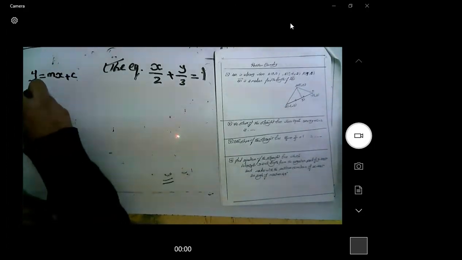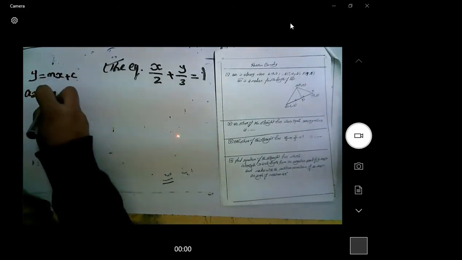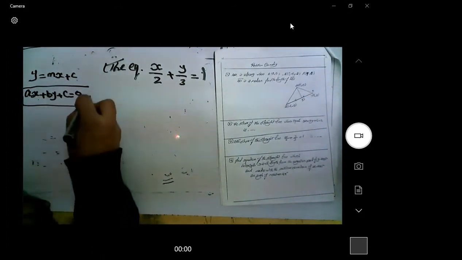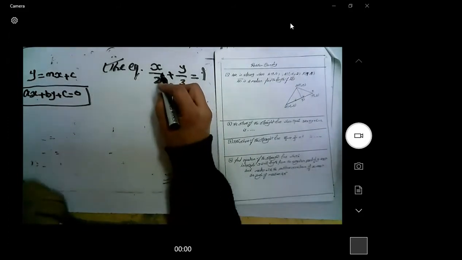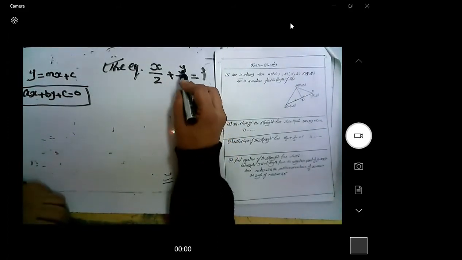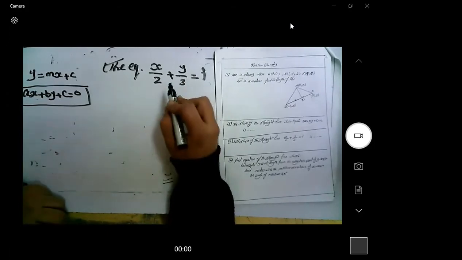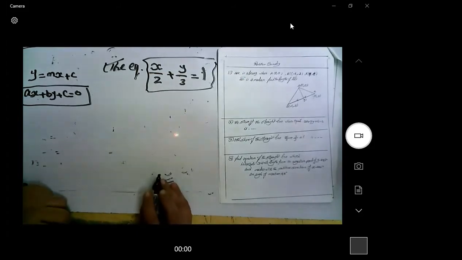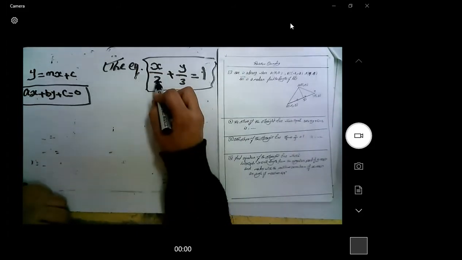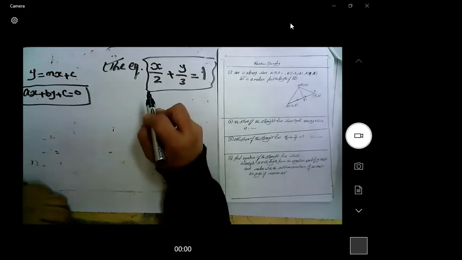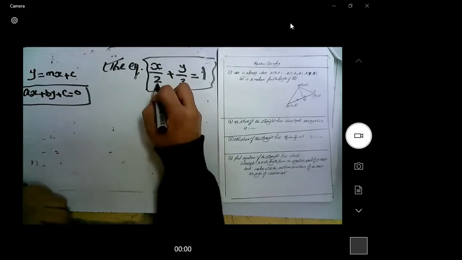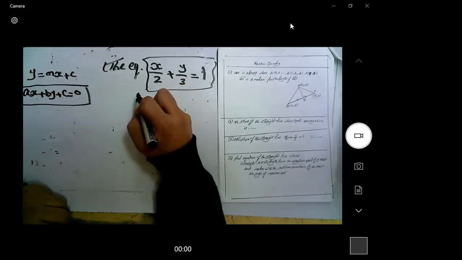The general equation is in the form of ax plus by plus c equals 0. This is the general form of the equation. What about this equation, x over 2 plus y over 3 equals 1? If we consider this equation is in the general form, then we need the coefficient of x and the coefficient of y. The coefficient of x is half, 1 over 2.